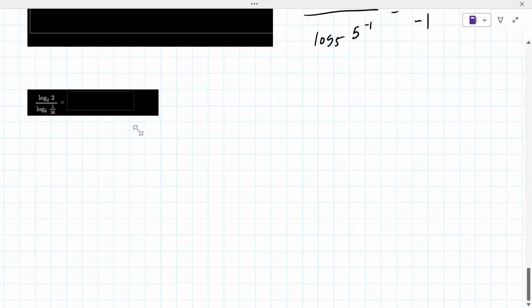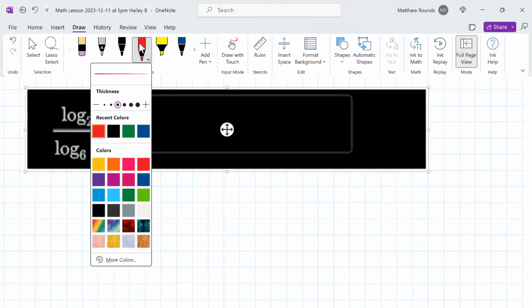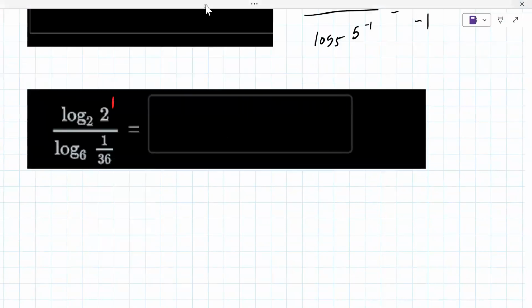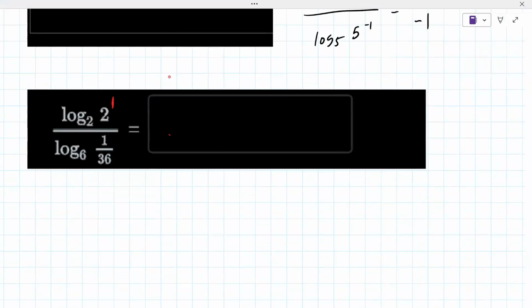All right, let's look at the next one here. So log base 2 of 2 really has an exponent of 1. And this one on the bottom here is really log base 6 of 6 to the -2 power. So these just become the exponents. The exponents are 1 and -2, which becomes -1/2.